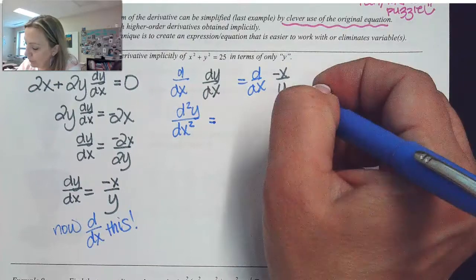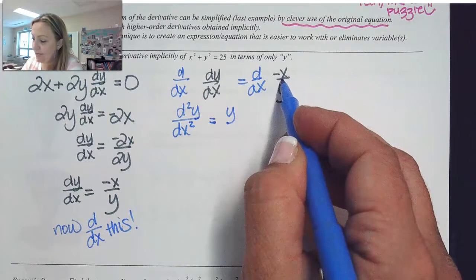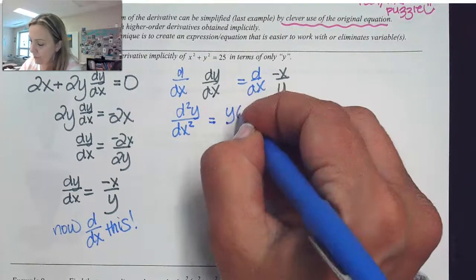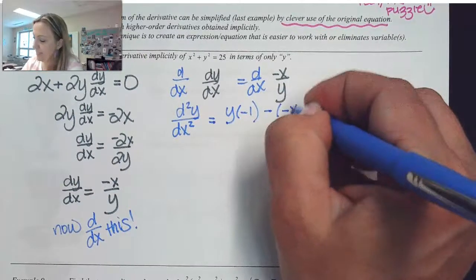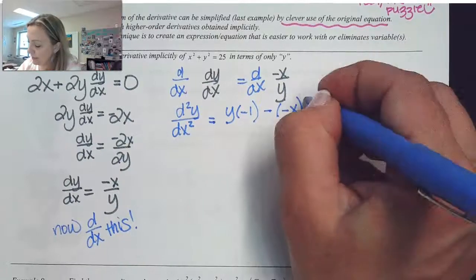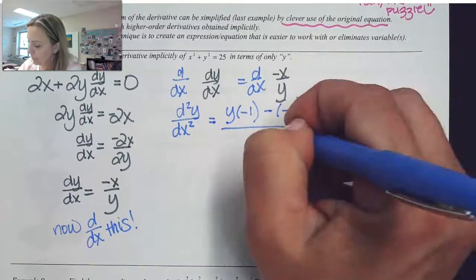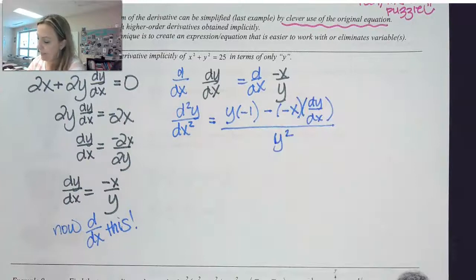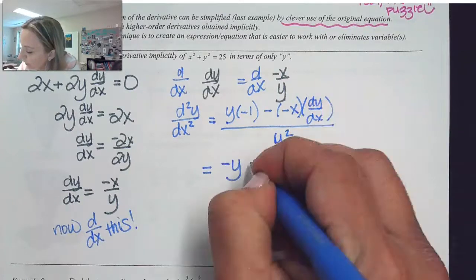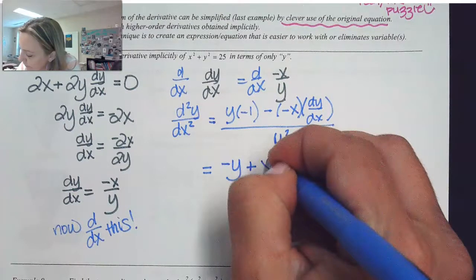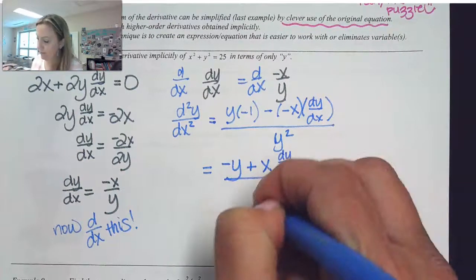So we're going to take low d high, so the derivative of negative x with respect to x is -1, minus high d low, so that is just going to be dy dx, over low squared. Okay, that's not bad. So I get -y plus x dy dx over y squared.